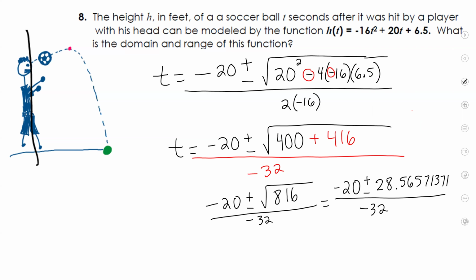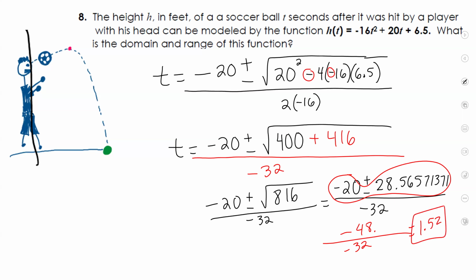Okay, so listen, guys. I'm going to do negative 20 minus 28. What do you guys get? Negative what? Negative 48 something. Divided by negative 32, you should get positive what? 1.52. Perfect. So that means we start at 0 seconds and we're timing the ball until it hits the ground. And it hits the ground in 1.52 seconds. That means that is your domain.